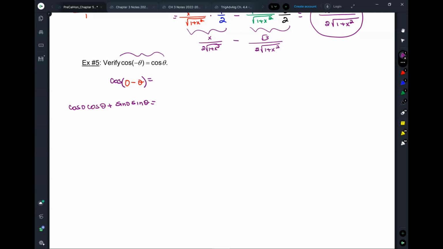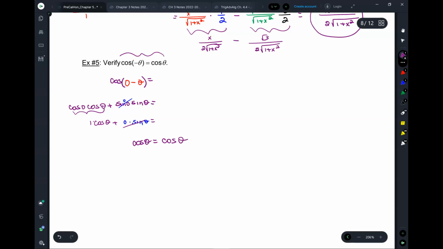Now, what's cosine of 0? 1. So this is just 1 times cosine of theta. Plus, what's sine of 0 these days? 0. So this is 0 times sine of theta. So this whole thing goes away, right? It's just 0. So what do I have left? Cosine theta. Oh my God, that is totally equal to cosine of theta, the other side, right? So this is how we verify, okay?